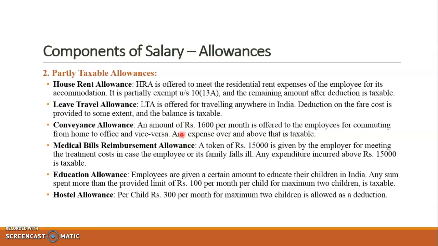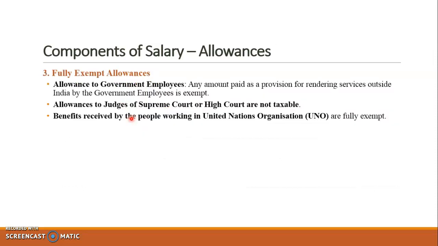Then I'll discuss all the conditions in which a particular amount is going to be taxable and what amount is going to be exempted. Then medical bills reimbursement, education allowances and hostel allowances. So these partly taxable allowances we will be discussing in detail whenever the question comes up. But in short, you should be aware that there are 6 allowances which come under the head of partly taxable allowances.